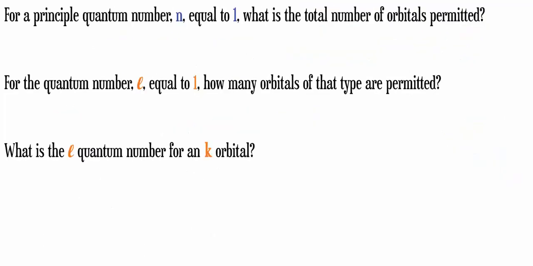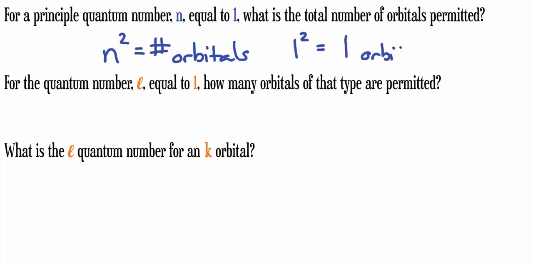For a principal quantum number n equal to 1, what is the total number of orbitals permitted? The total number of orbitals is always going to be n squared. 1 squared is still 1. This energy level only has the s orbital type, and the s orbital type only has one orbital.